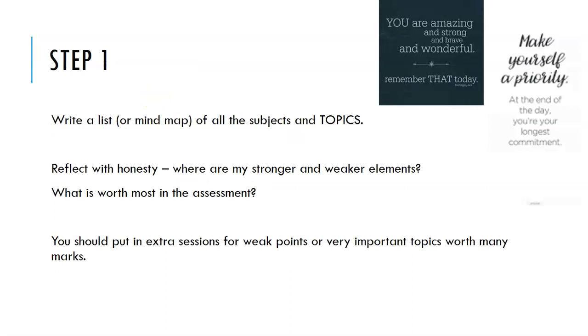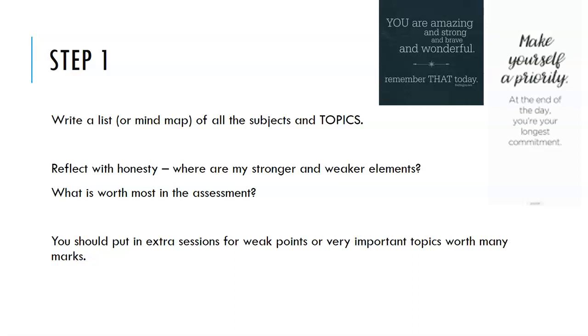So the first step is not actually starting to write, it's not actually getting all the highlighters out and colour coding. It's being really honest with yourself. Some things you will already be really good at, some things you need to take some more steps in. So write down a list of all the subjects and topics you're doing. So you'll write down all your subjects and then next to them your topics.